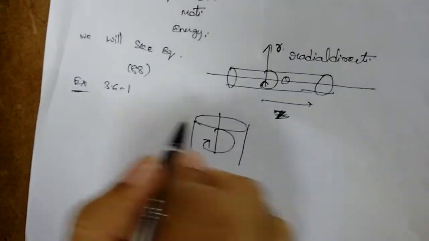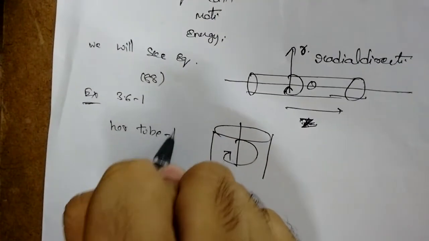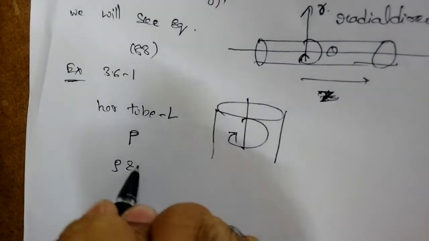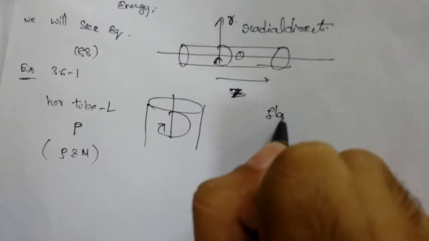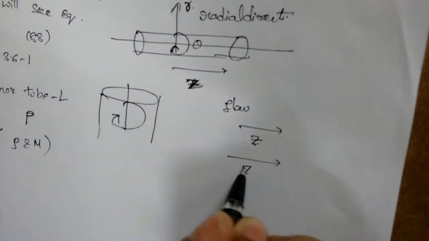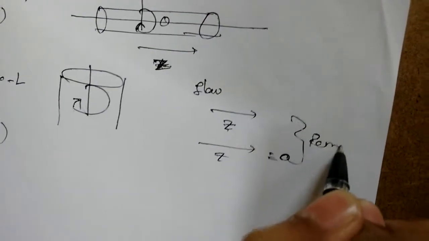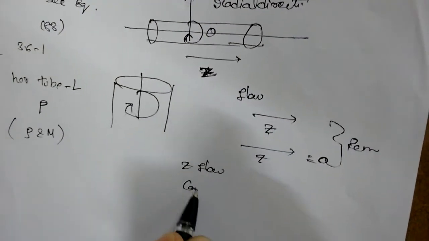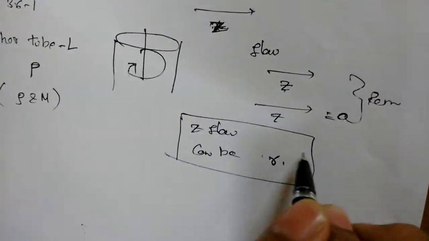In this problem, what they give is that the horizontal tube length is L, the pressure drop is P, and rho and mu, the viscosity, are constant. Finally, they told us that the flow exists in the z direction only. So the derivative with respect to theta will always be 0. Remember this point, and always the z flow can be measured with respect to r. Remember this point also.